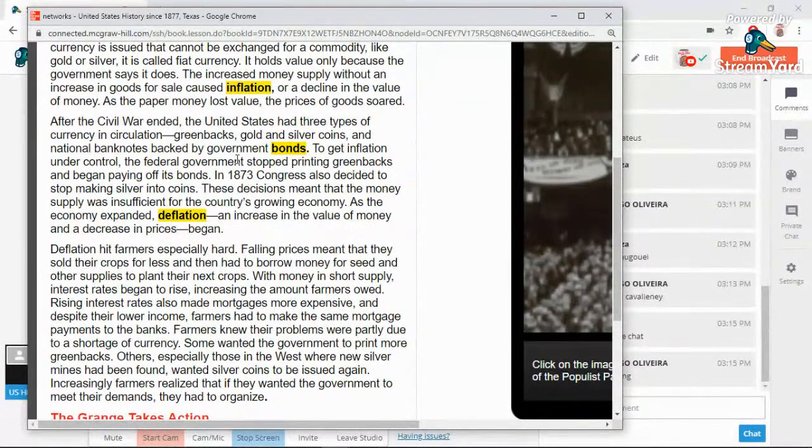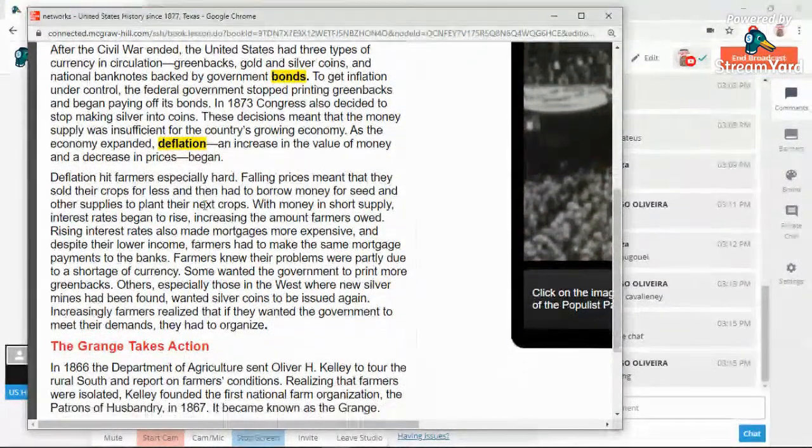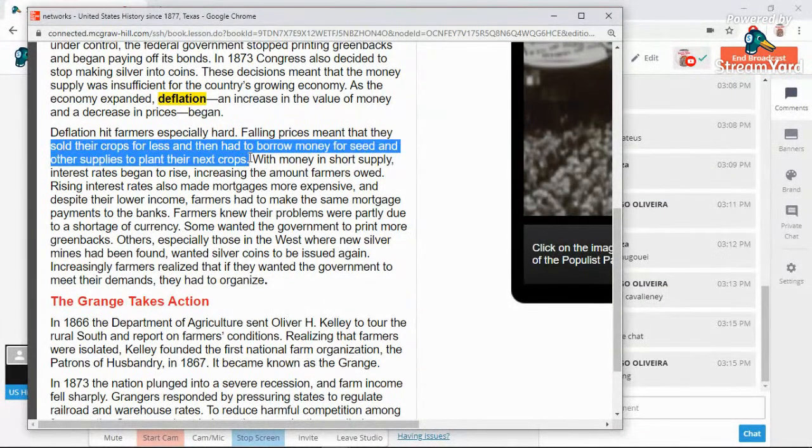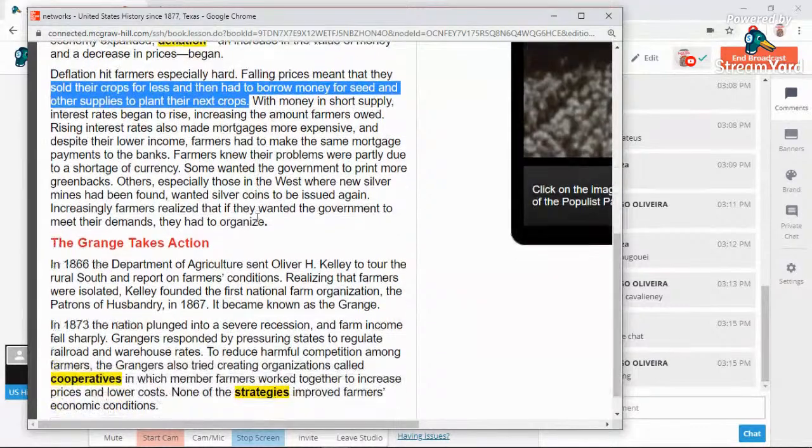Because now we don't have that much money in circulation, so the money is worth too much, but the value of things is too little, so deflation can be as bad as inflation. And deflation hit the farmers really hard because it means that they sold their crops for less and then had to borrow money for seed and other supplies for their next crops. And with money in short supply, interest rates began to rise. That means that the more they owed to the bank, the more they had to pay back.